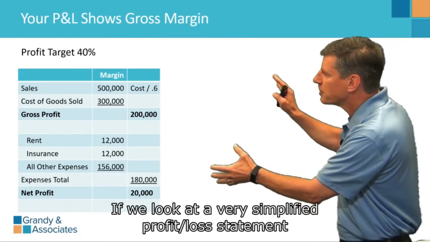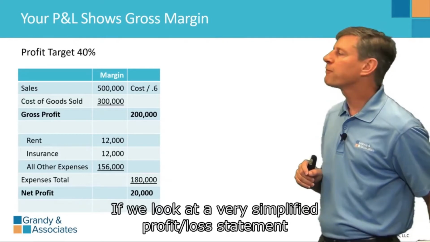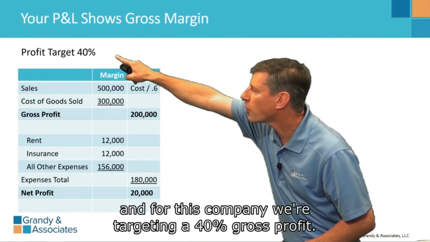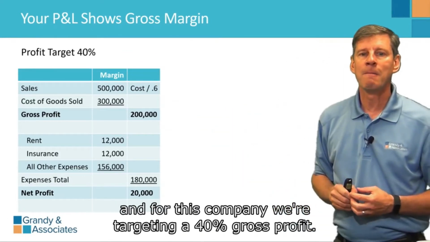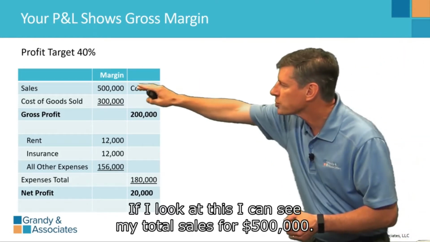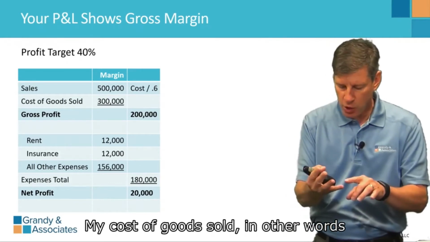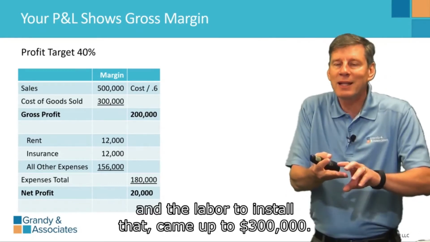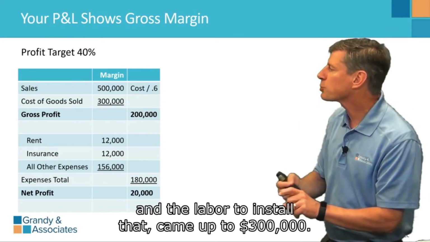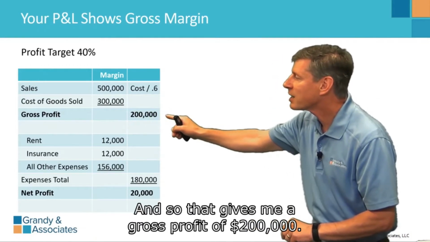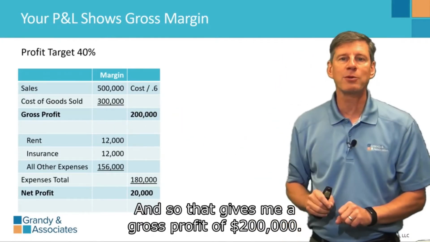If we look at a very simplified profit and loss statement, and for this company, we're targeting a 40% gross profit. If I look at this, I can see my total sales were $500,000. My cost of goods sold, in other words, the cost of the equipment and the parts and the labor to install that, came up to $300,000. And so that gives me a gross profit of $200,000.